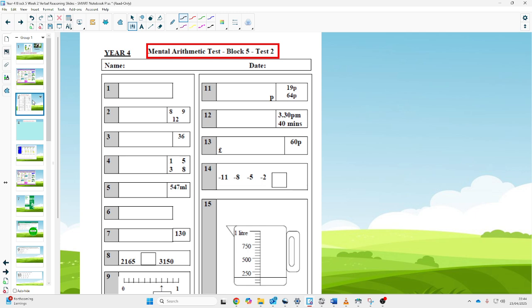Now for the next set of questions that you're going to see, you're going to require 10 seconds to work these out. So we're going to start with question 11. David had 64 pence. He bought sweets costing 19p. How much did he have left?